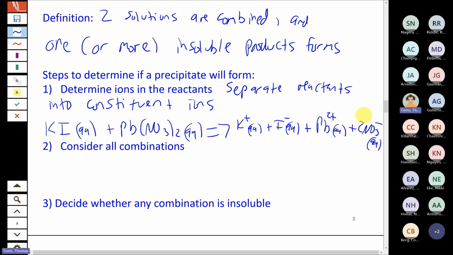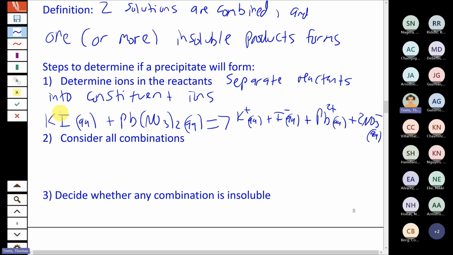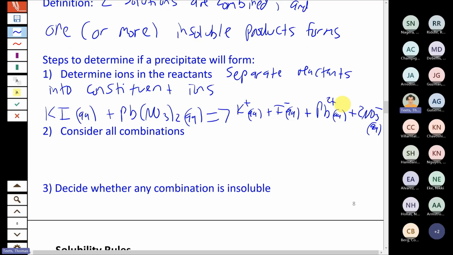Then what typically occurs is the ions swap with each other. The cation from the first reactant, which is K plus, pairs up with the anion from the second reactant. That's going to be one of your products. The other product is the anion from the first reactant, which is I minus, pairing up with the cation from the second, which is lead 2 plus. You're just going to swap the anions and cations with each other. So we consider the possible combinations. Usually there are going to be two possible products.